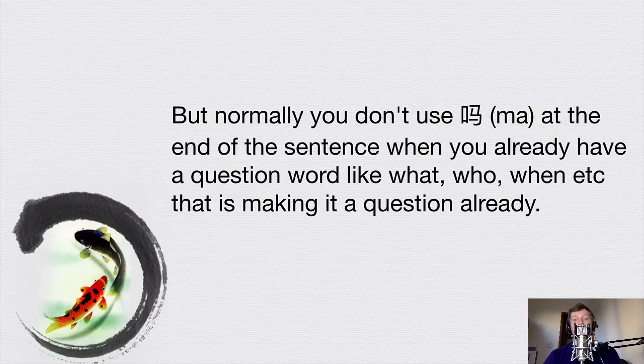Normally, we don't use ma at the end of a sentence when you already have a question word like what, who, when, where, or why in the sentence that's making it into a question already. Obviously the sentence would already be a question, so we don't need to add the ma to the end as well. And it would be incorrect to do so. I'm going to do another video about the question words and how to make questions with them. So just bear that in mind.